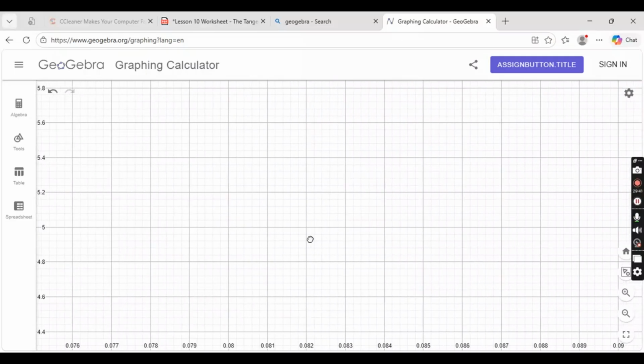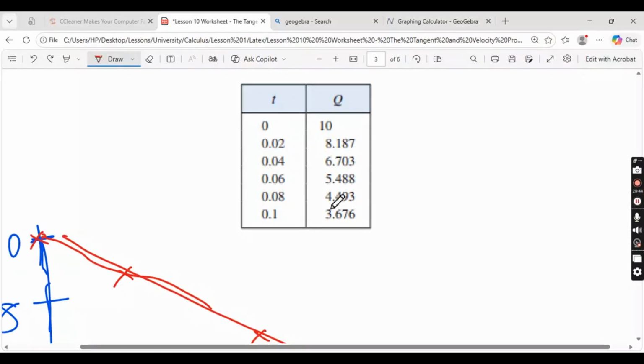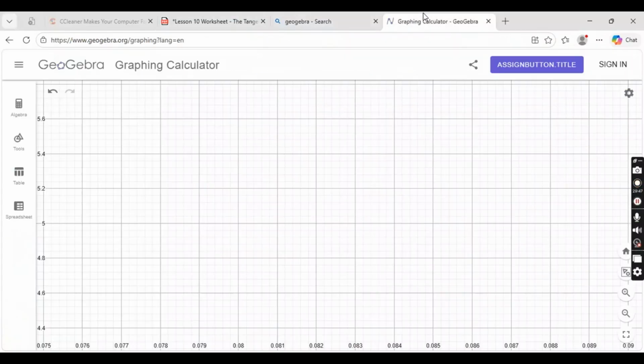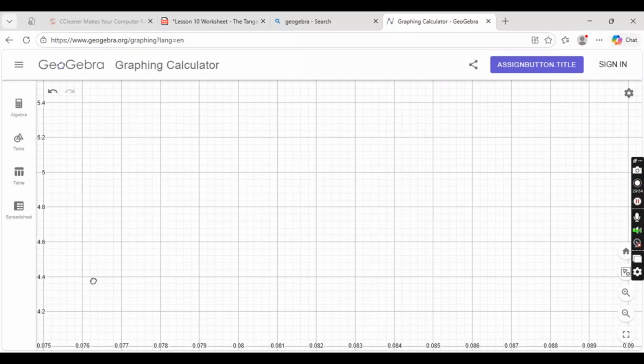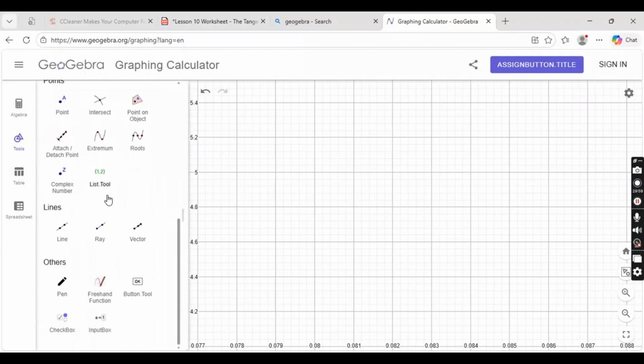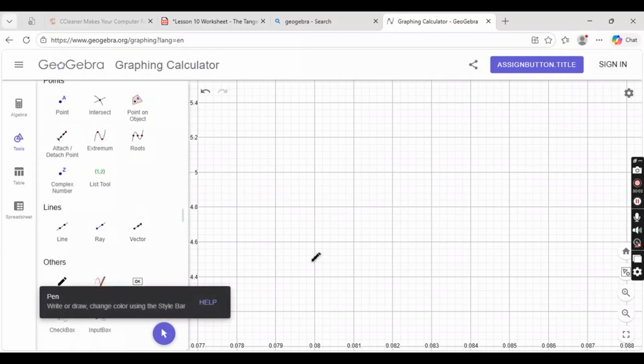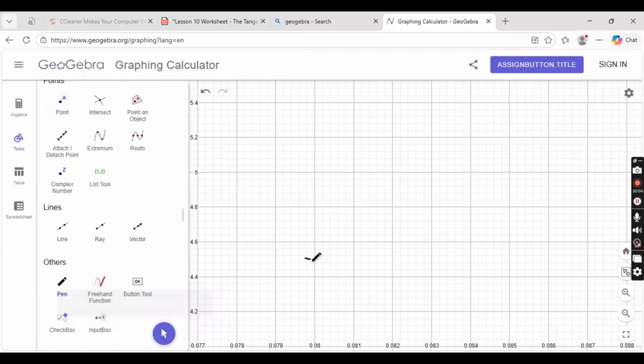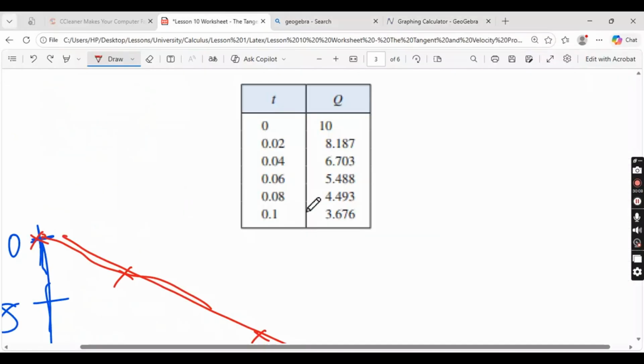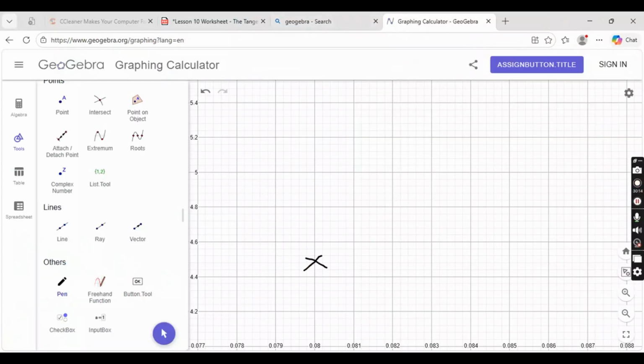We have now 0.8 and 4.49. 4.49. So last one, 0.1 and 3.67. 6 or 67.